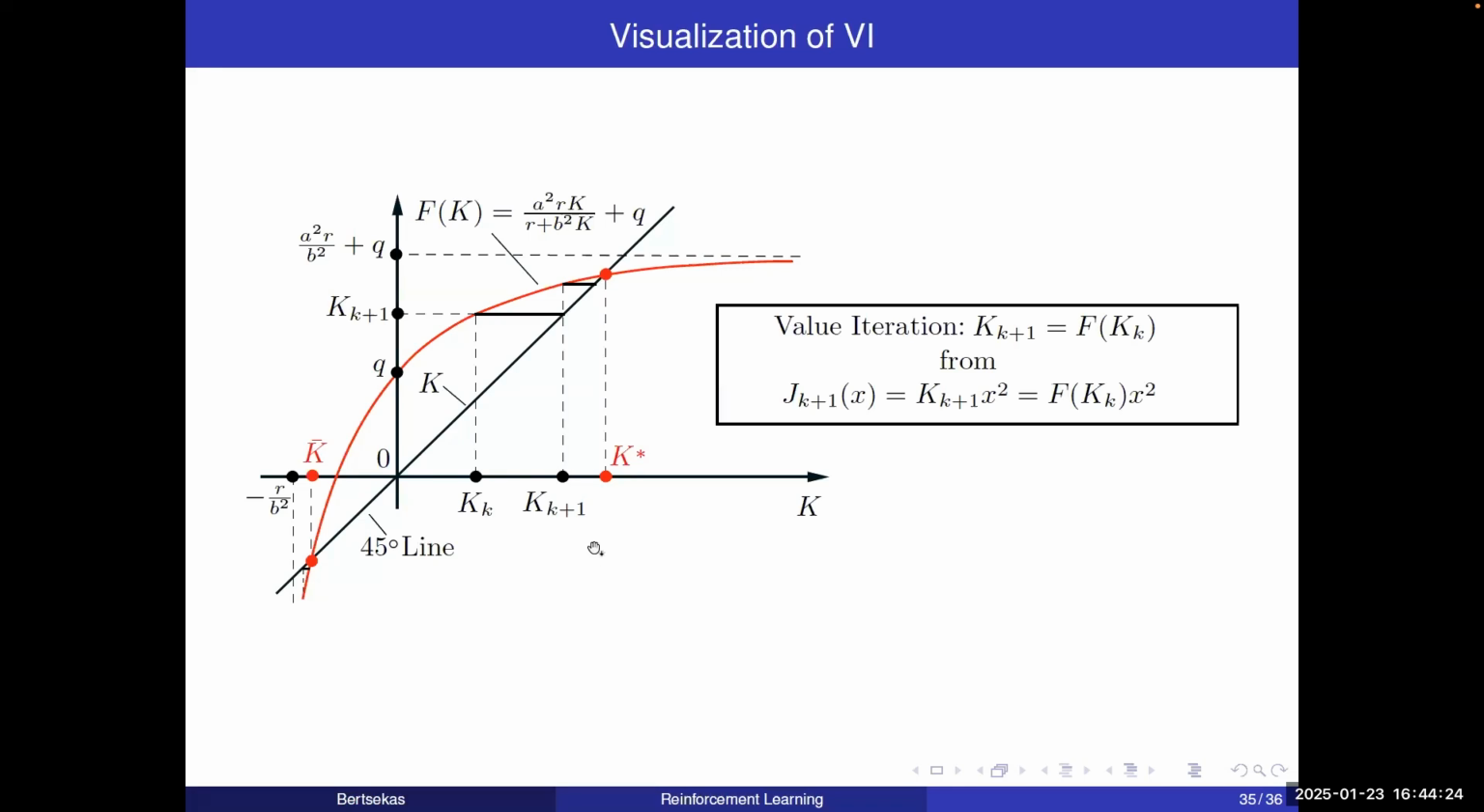And typically, for a given problem, people would start with K0 equal to 0 and do the staircase construction to find K star. Okay. Any other questions?